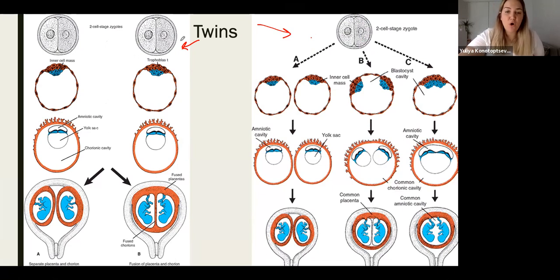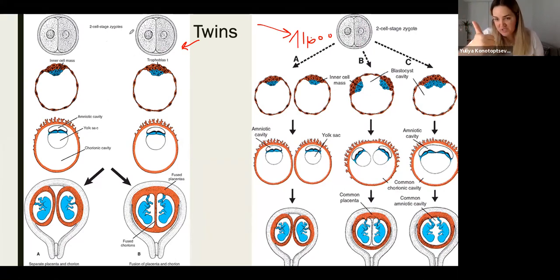Which ones are more common? Of course, dizygotic. Monozygotic is 1 per 1,000. It's quite rare. Okay, so you're gonna see that it's not as common. Dizygotic are about 4, 6, 8 per 1,000. So they're more common. How do dizygotic twins arise?